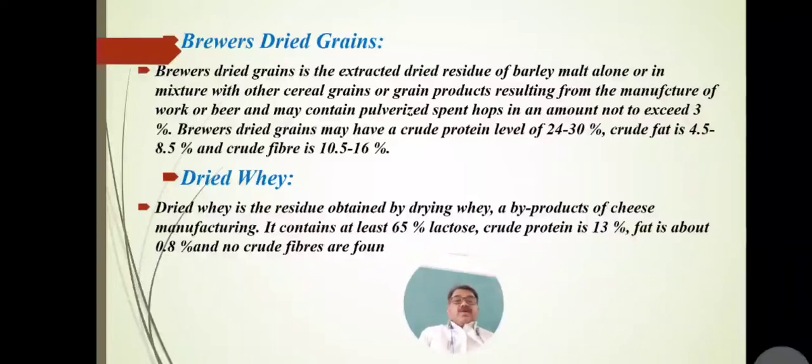Brewer's dried grain has a crude protein level of 24 to 30%, crude fat of 4.5 to 8.5%, and fiber of 10.5 to 16%. Brewer's dried grains are an important ingredient used for aquatic life.